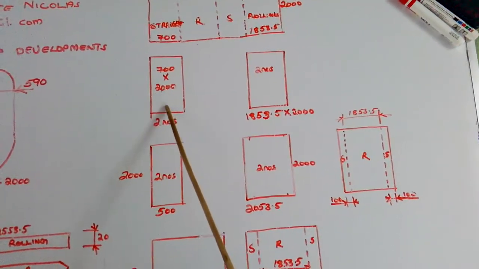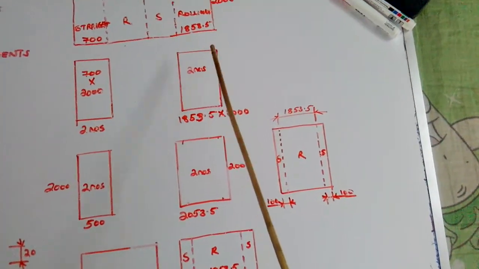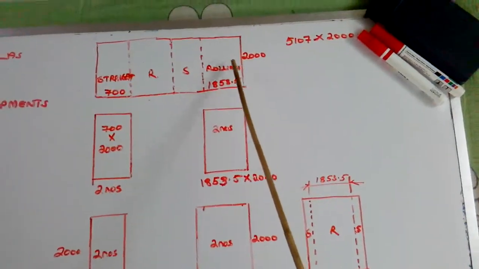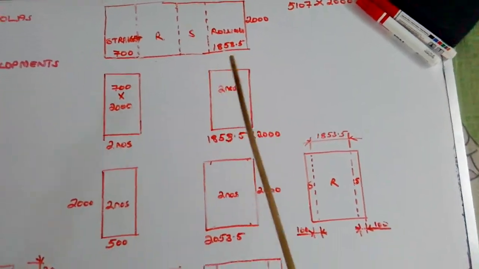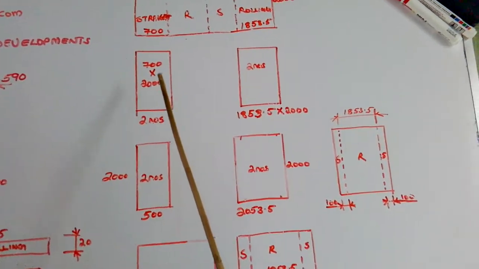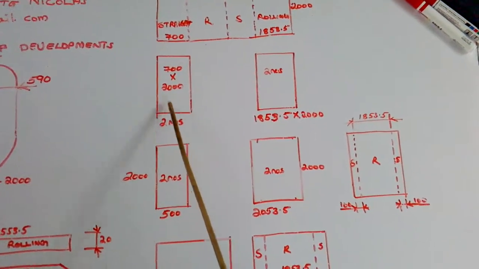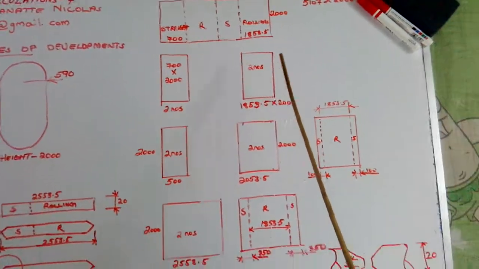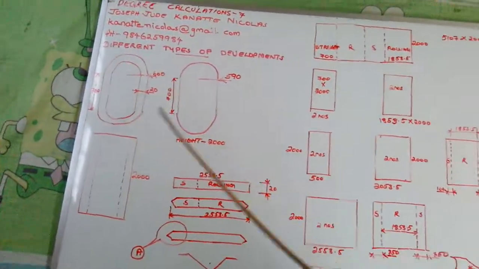Two straight pieces have to be made in this way, 700 by 2000, and two pieces have to be made in this measurement, 1853.5 by 2000. That is for rolling, 1853.5. It means two plates we cut in this way and two plates in this measurement, so in total 4 plates. After making, we keep them on a leveled platform, tack them, and weld them. Afterwards, we will get this kind of job.